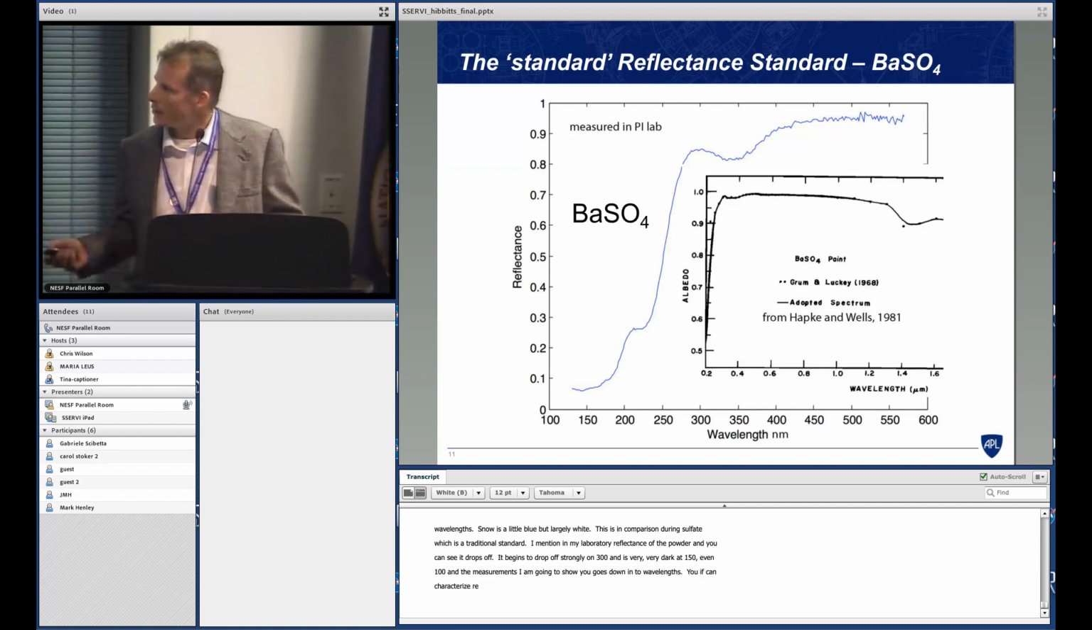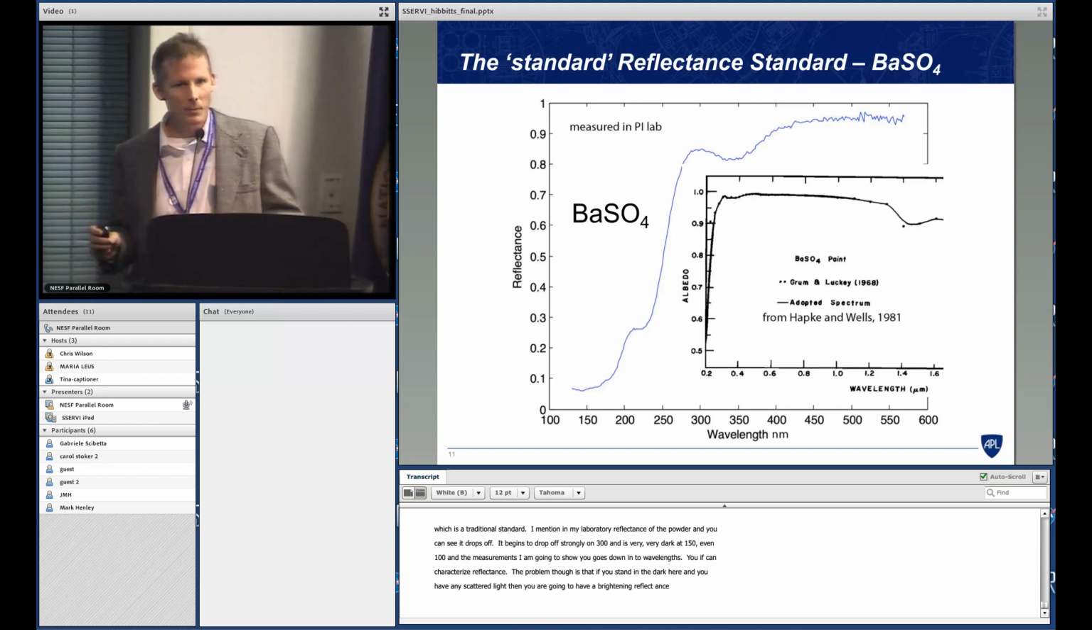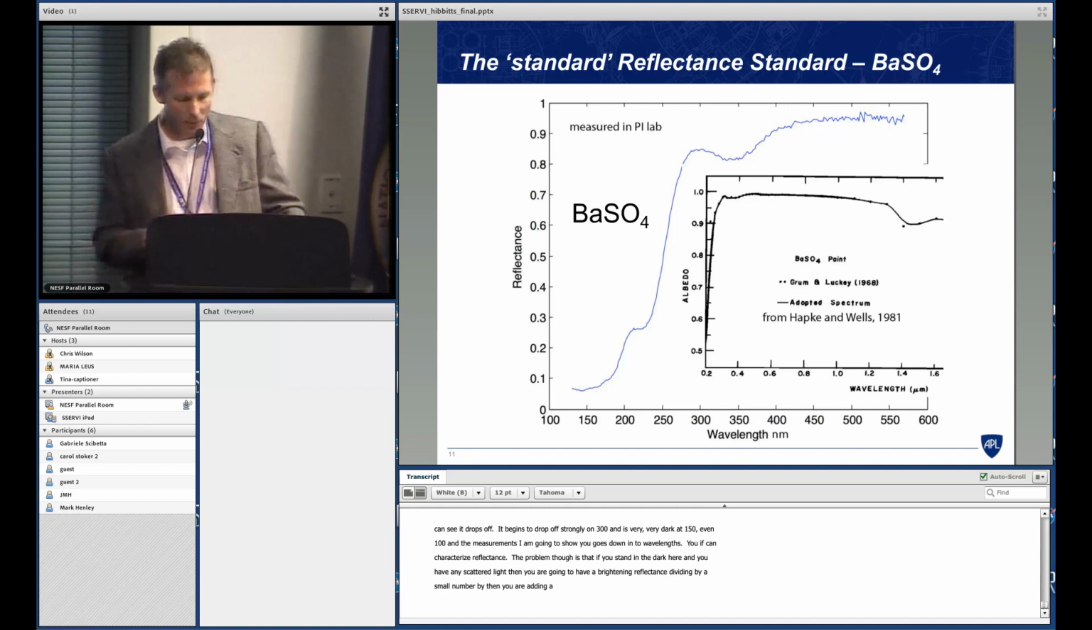The problem, though, is that if your standard is dark here and you have any scattered light, then you're going to have a brightening of the reflectance spectrum here because you're dividing by a small number. But then you're actually adding a small bit of scattered light to that number, and so it's going to affect your results quite a bit.